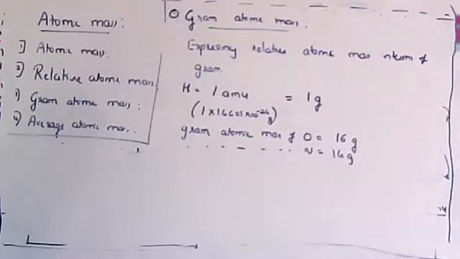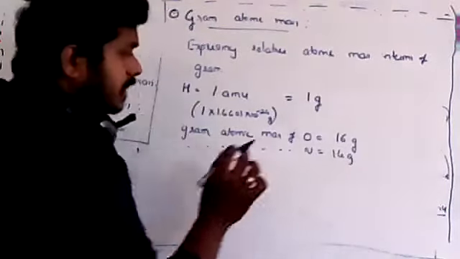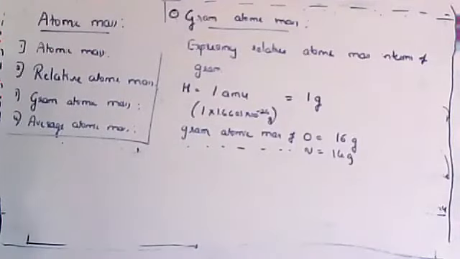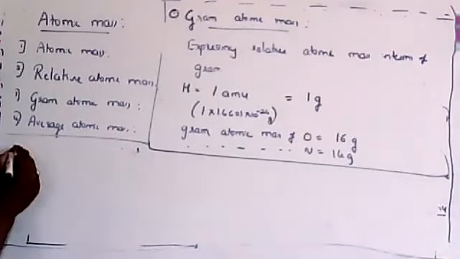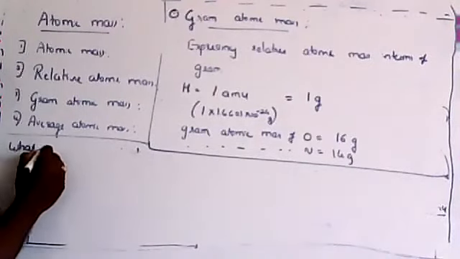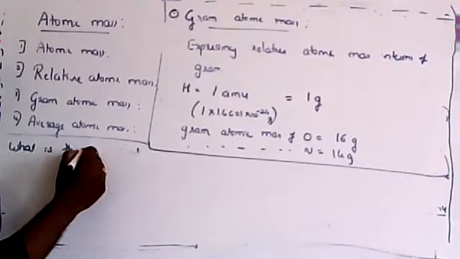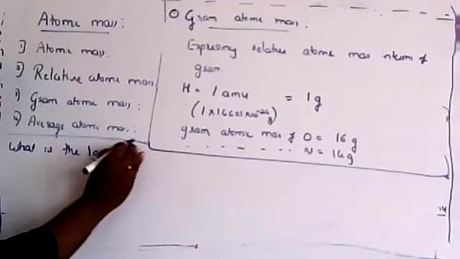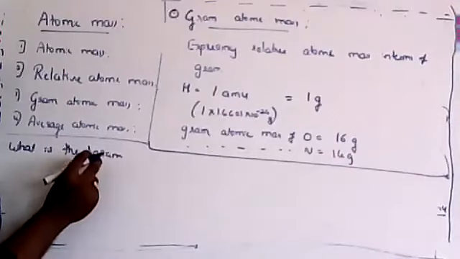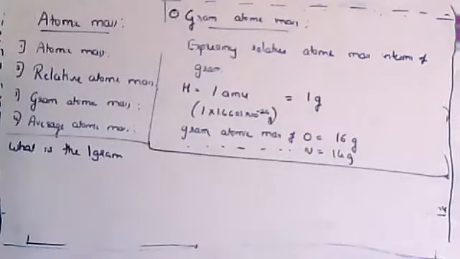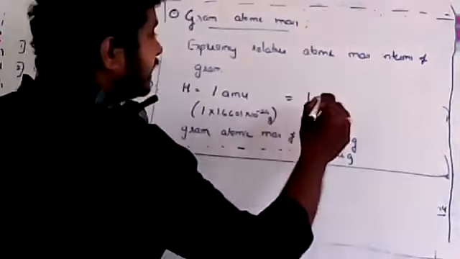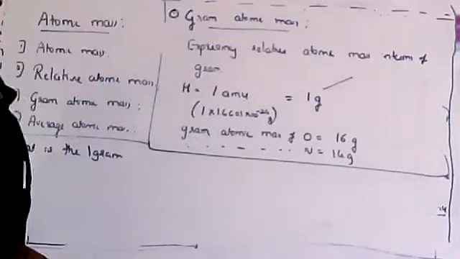Is that clear now? So this way, expressing the mass of an atom in terms of grams is called gram atomic mass. Very simple, right? So here you may get a question such as, what is the gram atomic mass of something? Whenever you see the words 1 gram atom, you should understand that we are just expressing it. For our convenience, we'll be expressing it like this.